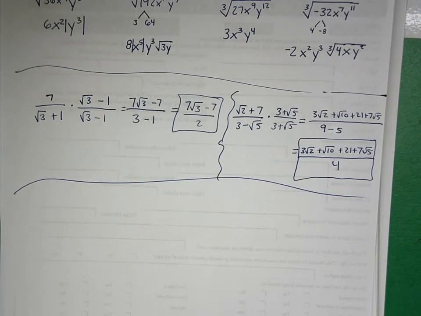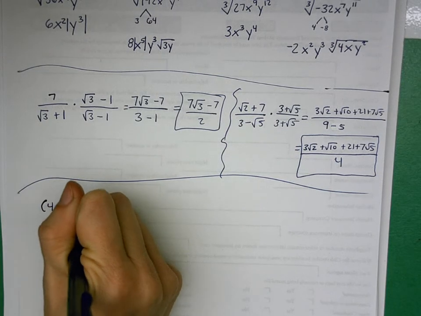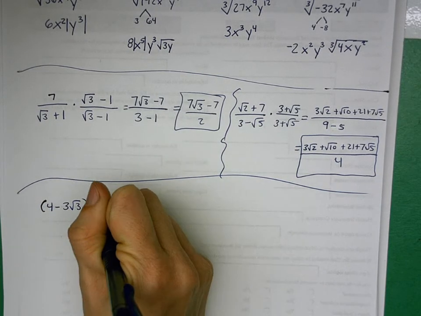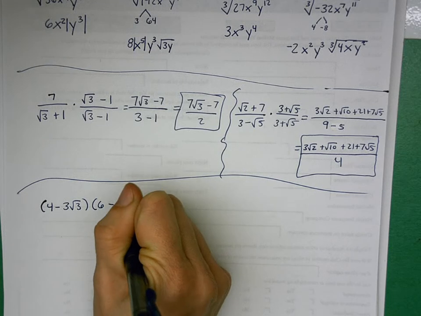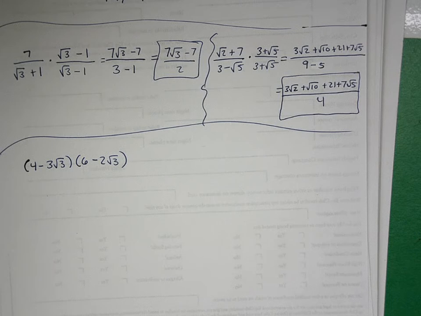Next up, we've got our simplifying through foiling. So let's do this one. We have 4 minus 3 root 3 times 6 minus 2 root 3. Okay, go ahead and pause the video, give this one a shot.